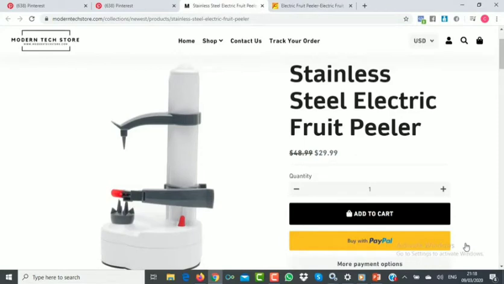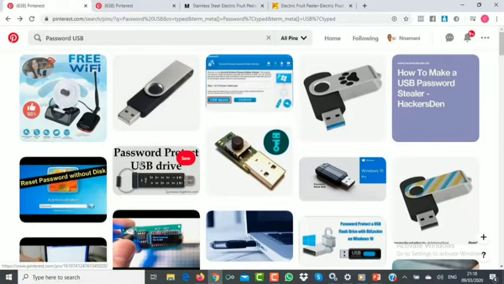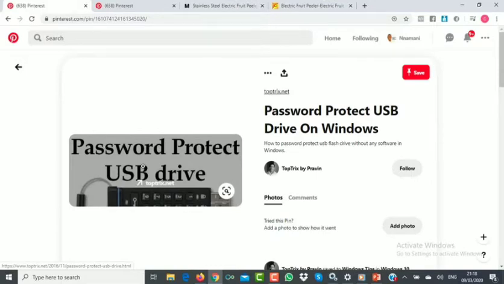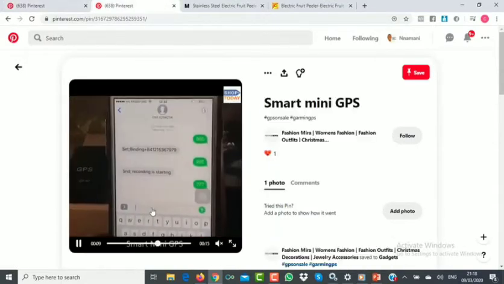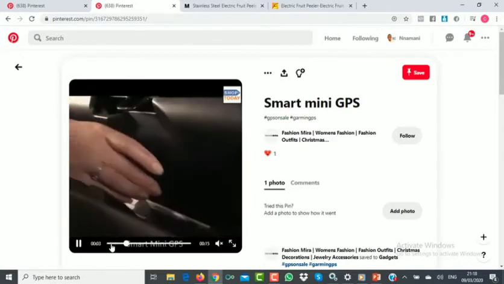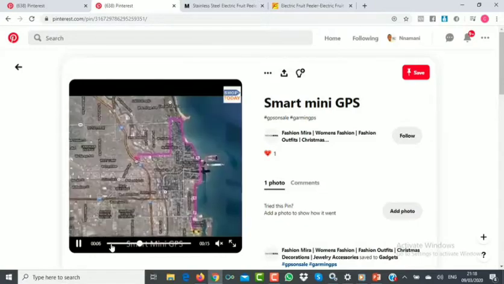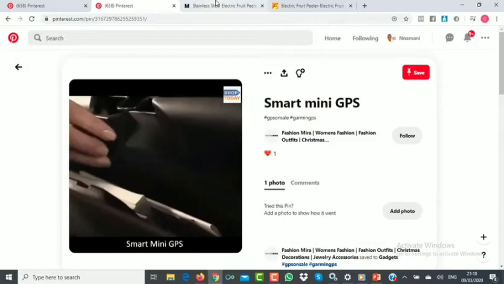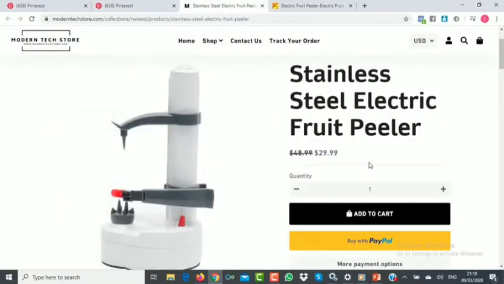So welcome back. Now I actually found 3 products, so we're going to take them one by one. First, I found this particular product, a password protected USB drive. I also was able to find this particular product, which is a mini tracker that works with SIM cards. Okay, and then I was also able to find this particular product, which is a stainless electric fruit peeler.